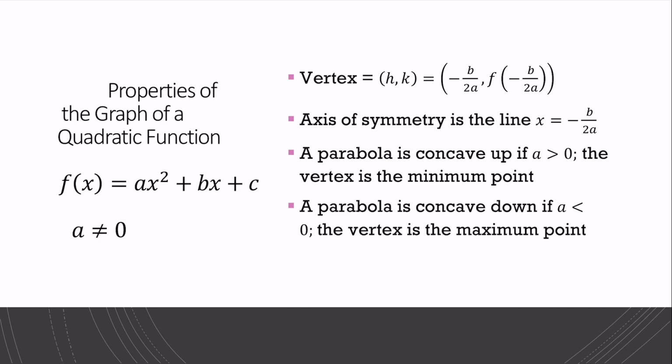So here are some properties of the graph of a quadratic function. These are always true. My vertex is going to be (h, k). h is negative b over 2a. k is f of h, or you could write it as f of negative b over 2a. My x value, h, is always going to be my axis of symmetry. If my a is positive, it opens up. If my a is negative, the parabola will open down.